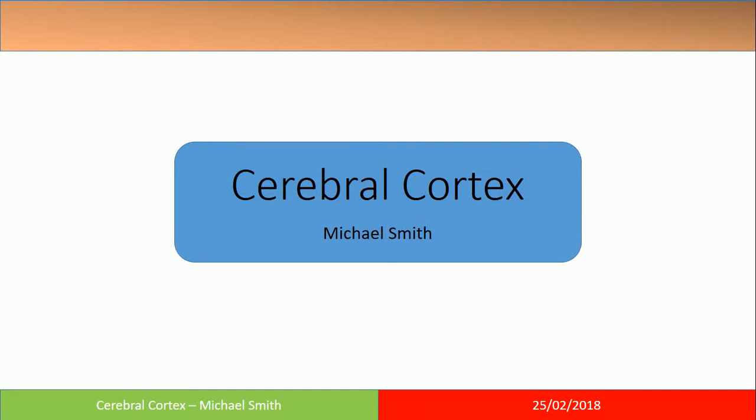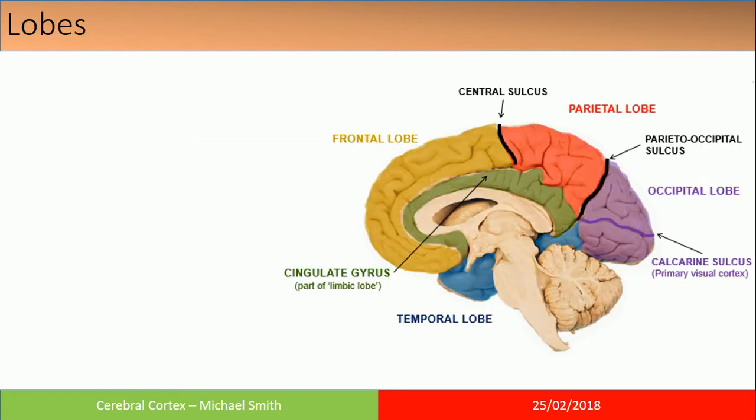Hi, in this video I'm going to talk about the anatomy of the cerebral cortex and try and give an understanding of the functions of each lobe and what lesions in each lobe might cause. So I'll start off with each of the lobes of the brain.